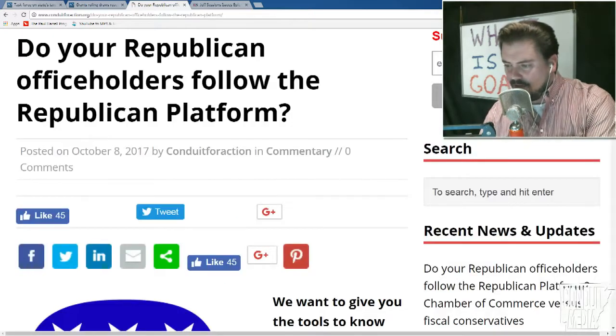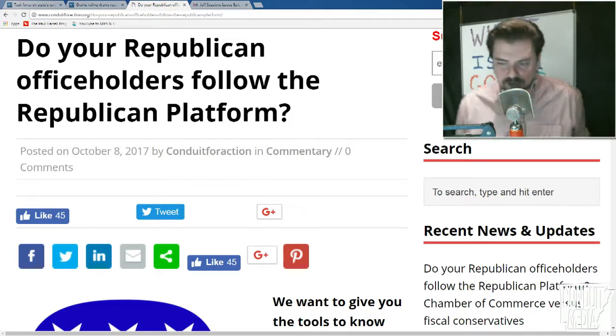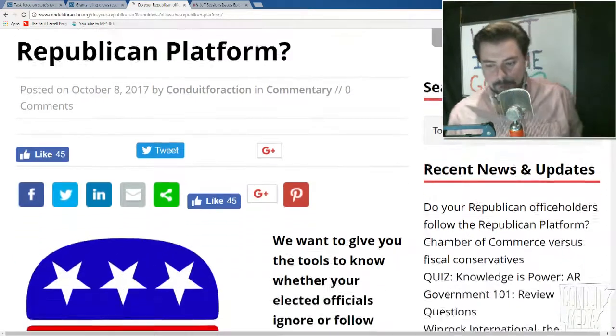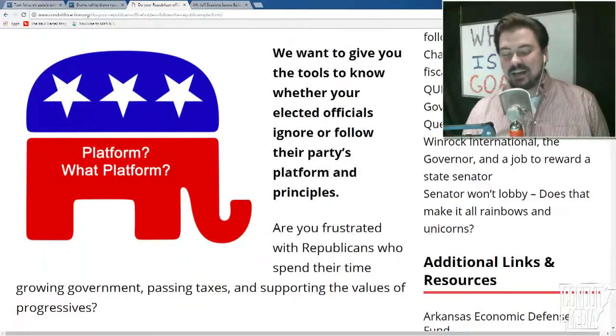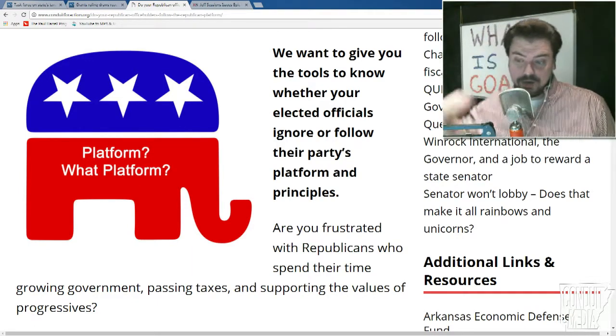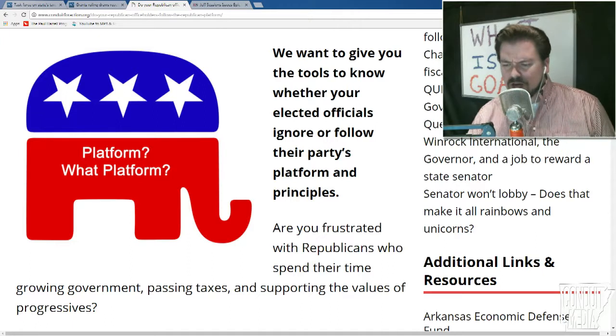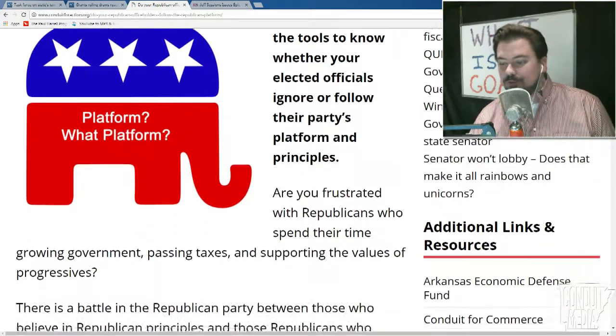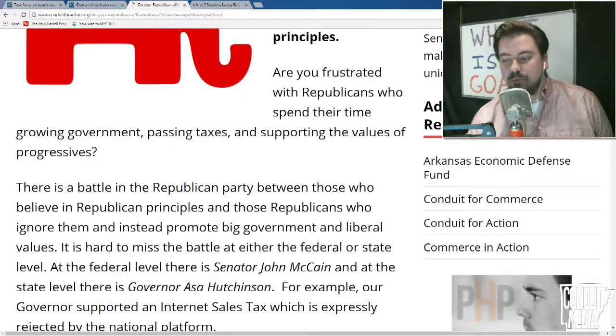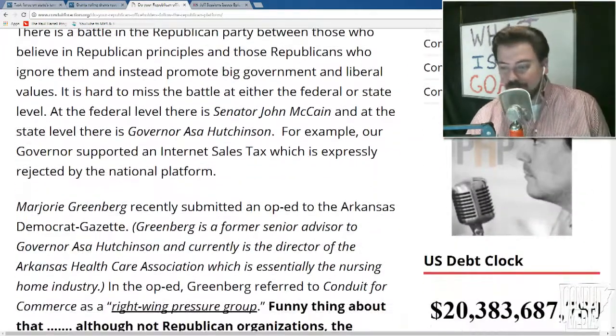They have a fantastic new piece, and the headline here, Do Your Republican Office Holders Follow the Republican Platform? Now, some of this is retreading. Some of this, they show you Conduit for Commerce's scorecard and everything like that, which is great, and the links are here. But CFA writes that they want to give you the tools to know whether your elected officials ignore or follow the party platform and principles. And if you're frustrated with Republicans who spend their time growing government, passing taxes, and supporting the values of progressives, then you need to read this article.